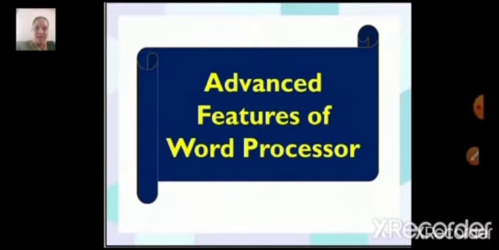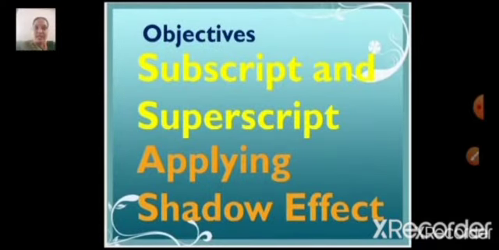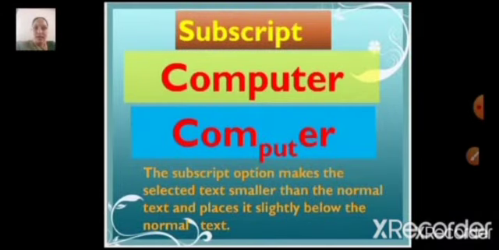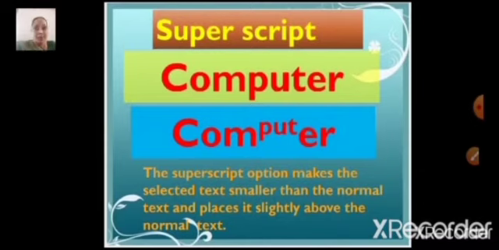We have started learning about advanced features of word processor. In the last video we studied about superscript and subscript option, and applying shadow effects. Subscript is an option which makes the text smaller and slightly brings it down below the level of normal text. Superscript brings the text slightly above the normal level of other text. In both cases, the text will become smaller.